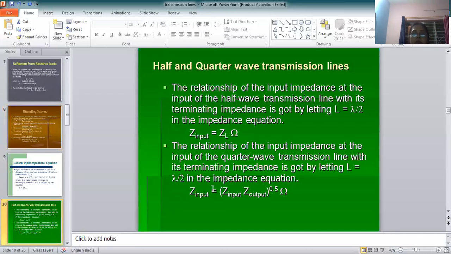Now the half and quarter wave transmission lines. The relationship of the input impedance at the input of the half wave transmission line with its terminating impedance is given by letting L equal lambda by 2, and the input impedance is equal to the load impedance. The relationship of the input impedance at the input of the quarter wave transmission line with its termination impedance is found by letting L equal lambda by 4 in the impedance equation.